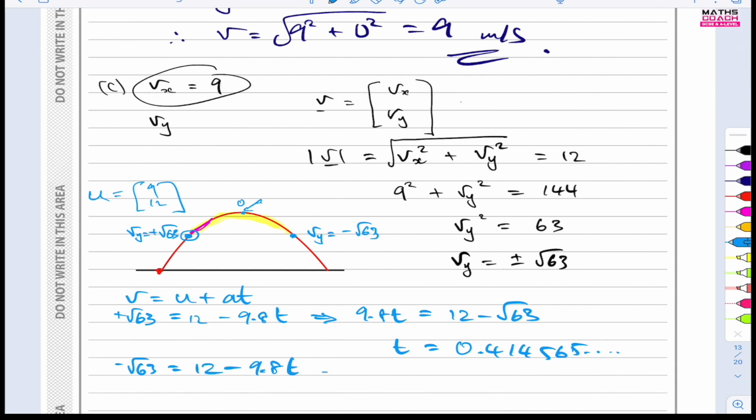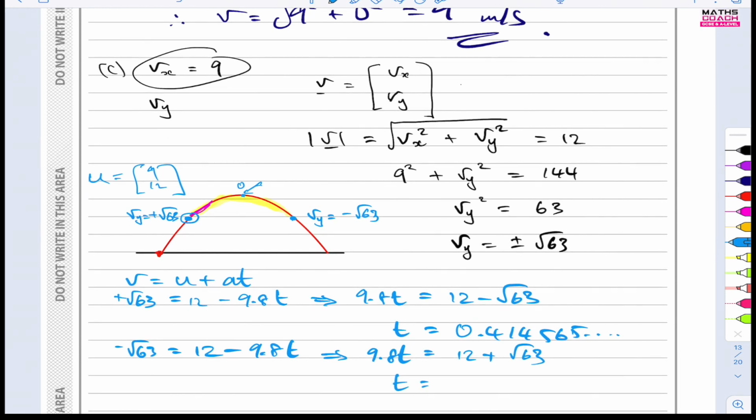And then on its way down, the vertical speed would be negative root 63, which equals 12 minus 9.8 times t. So that gives us 9.8t equals 12 plus root 63. So t would be 12 plus root 63 divided by 9.8. That's 2.03441. So if we call this t1 and this t2, at this point it's t1 and at this point it's t2.